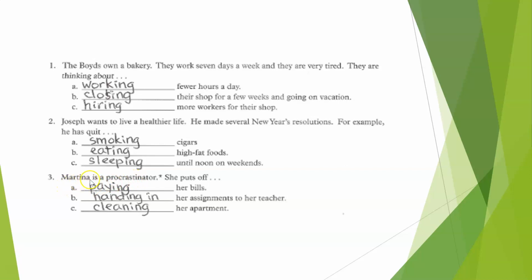3. Martina is a procrastinator. She puts off A. Paying her bills, B. Handing in her assignments to her teacher, and C. Cleaning her apartment. So put off is a phrasal verb that is followed by an ing form of any verb. So she puts off paying, puts off handing, puts off cleaning.